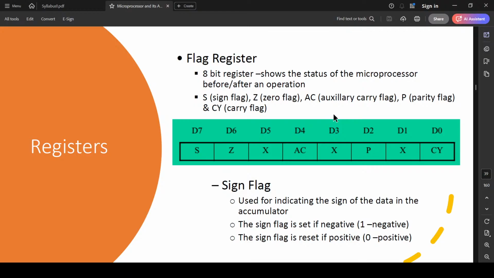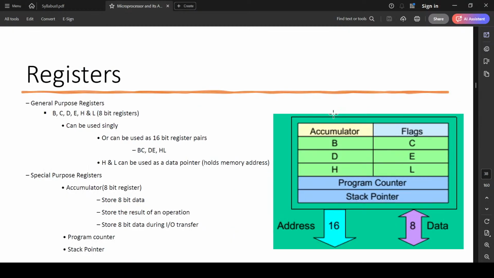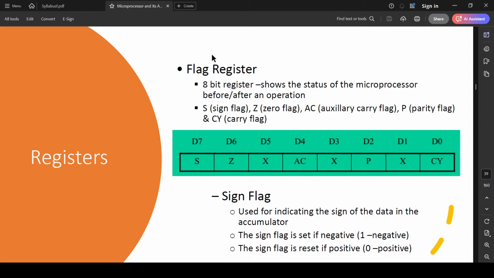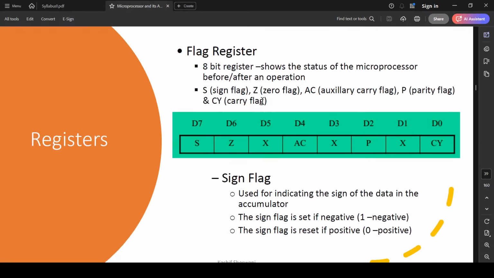Flag register. See, in the last slide, we skipped this one. It was a special purpose register, and that is the flag register. What does this flag mean? In some cases, flags are there to represent a land area, a winning line. What the flag in the register means is there is an 8-bit register named flag. It shows the status of the microprocessor before and after an operation. For example, let's skip the example. Let's see first.